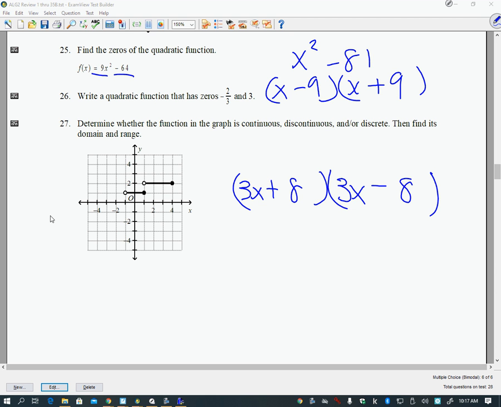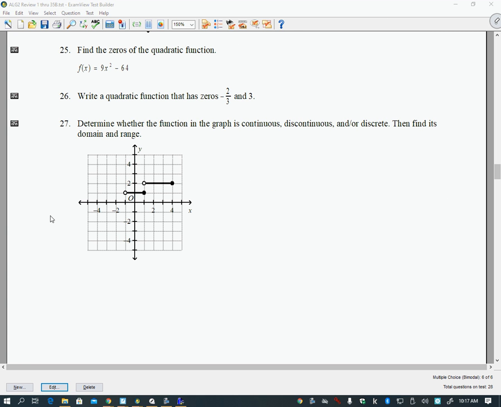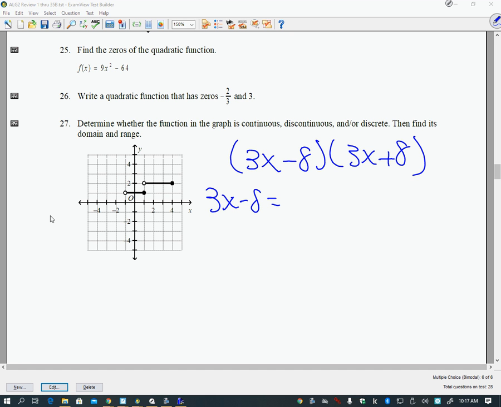Questions there? Does that make sense? So let's find the zeros, though. We didn't find the zeros, right? So we've got to finish it. We had 3x minus 8, 3x plus 8. What's the next step there? Set them equal to 0. So 3x minus 8 equals 0, and 3x plus 8 equals 0.